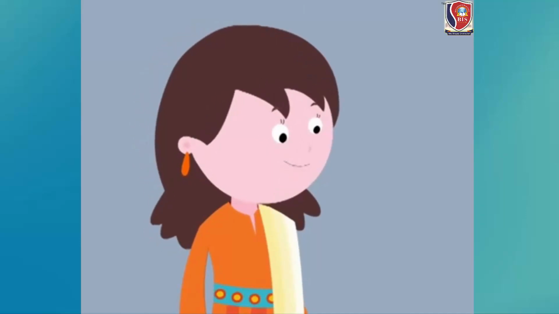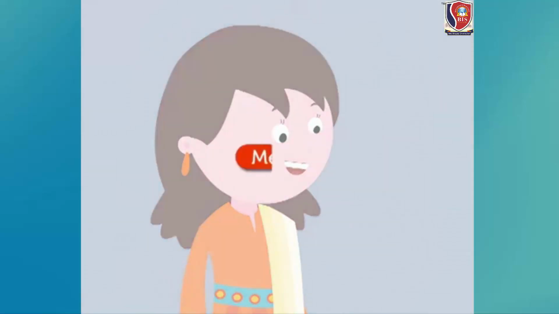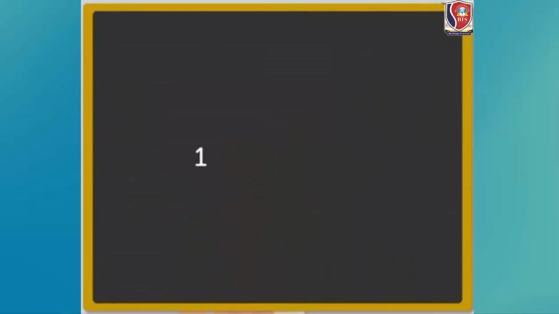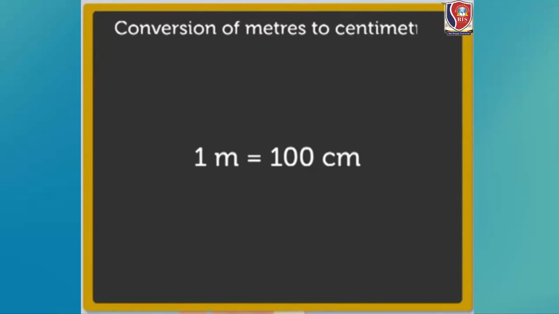But longer objects cannot be measured with this small ruler. They are measured in a bigger unit called meter. Meter is written in short as m. 1 meter is equal to 100 centimeters. Would you like to convert some meters into centimeters? It is very easy. Yes.